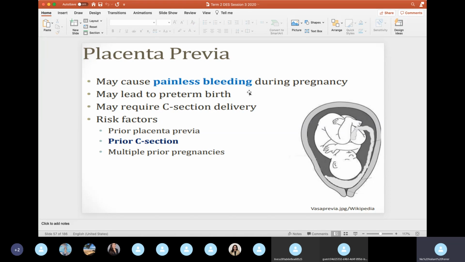What are the risk factors? Prior placenta previa, multiple pregnancies, but high yield, prior C-section. You can have placenta previa. Management and pathophysiology, you're gonna learn it in term 4.